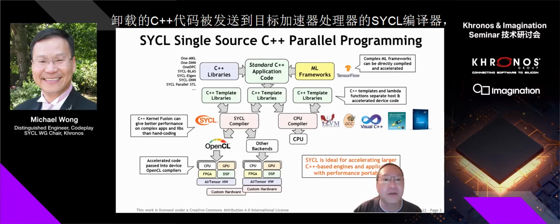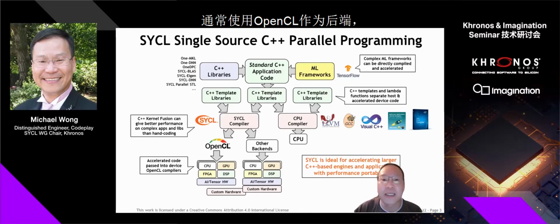Offloaded C++ code is sent to the SYCL compiler for the target accelerator processors, often using OpenCL as a backend, and increasingly supporting a wide variety of backends for deployment flexibility. The unaccelerated remainder of the C++ code is sent to the standard C++ compiler for the host CPU.